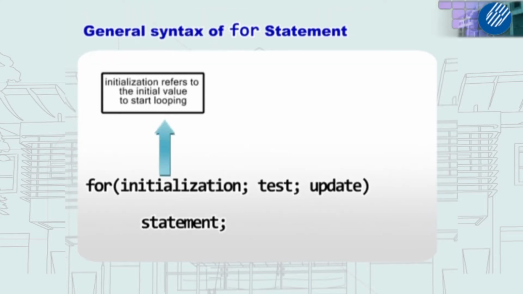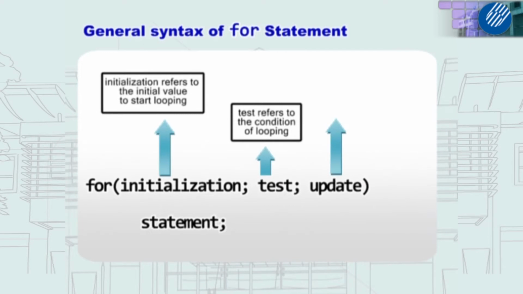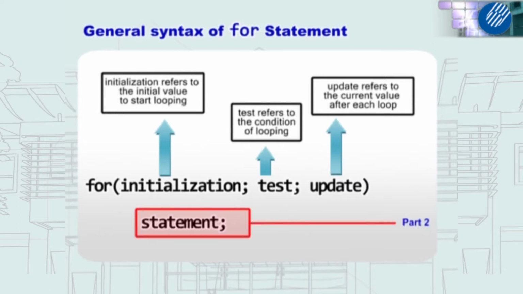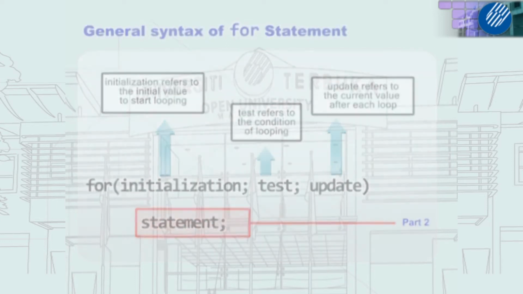Initialization refers to the initial value to start looping. Test refers to the condition of looping. And update refers to the current value after each loop. The second part is the body that contains a statement. Look at these partial codes.